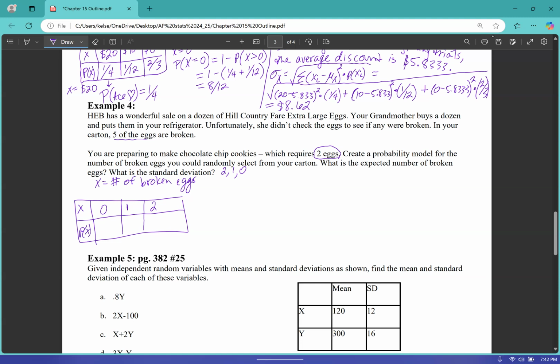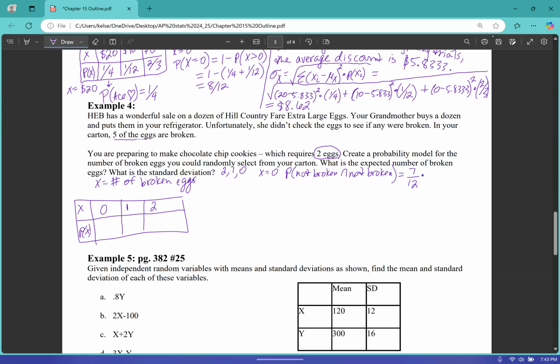So we're going to go over here. We're going to say x equals 0. And so that would be the probability of getting a not broken egg and a not broken egg. Okay, so now think about this. If 5 of them are broken, that means 7 are not broken. So what's the probability of pulling the first unbroken egg? Well, there's 7 of them out of the 12. And then "and" means we multiply.